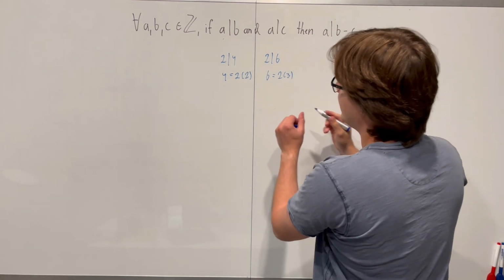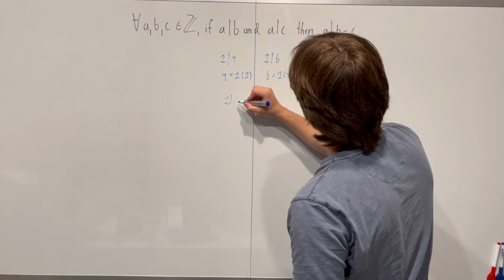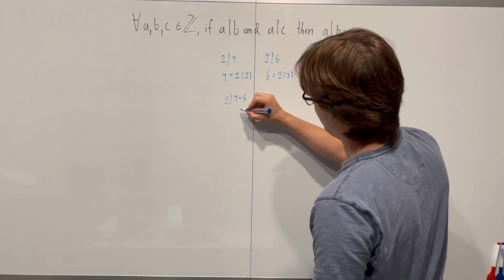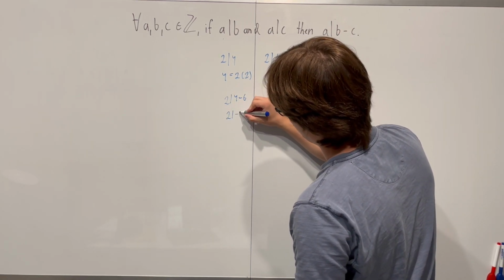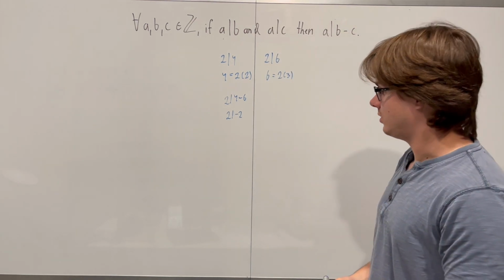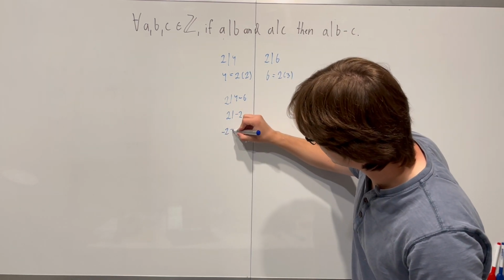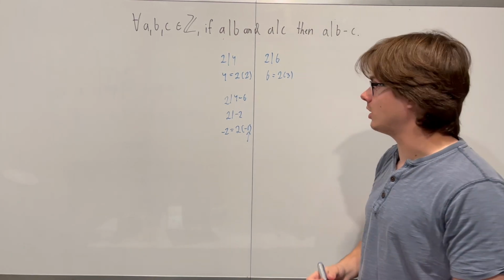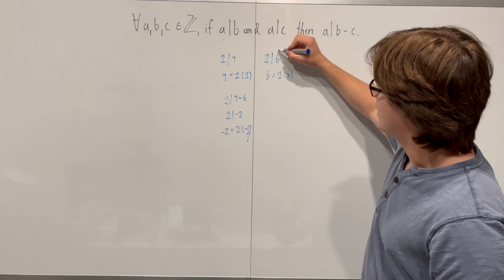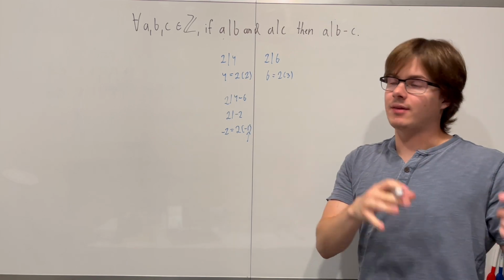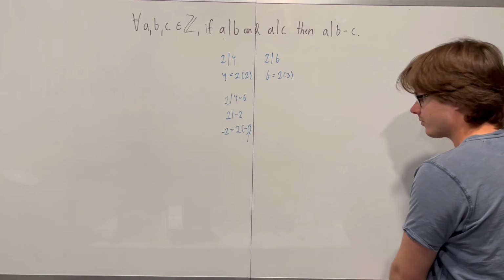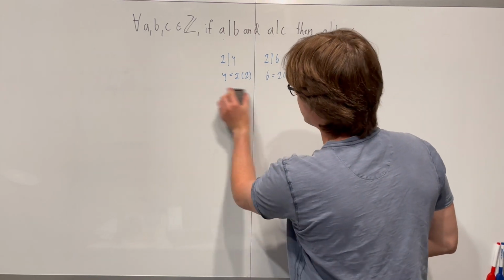Okay, then let's look at 2 divides 4 minus 6. Well, that's asking, can 2 divide negative 2? And the answer is yes, because negative 2 can be written as 2 times negative 1, where negative 1 is also an integer. It's super important that the right-hand side and the left-hand side are integers, as we've seen here. Okay, so 2 seems to work. Let's just do one more.